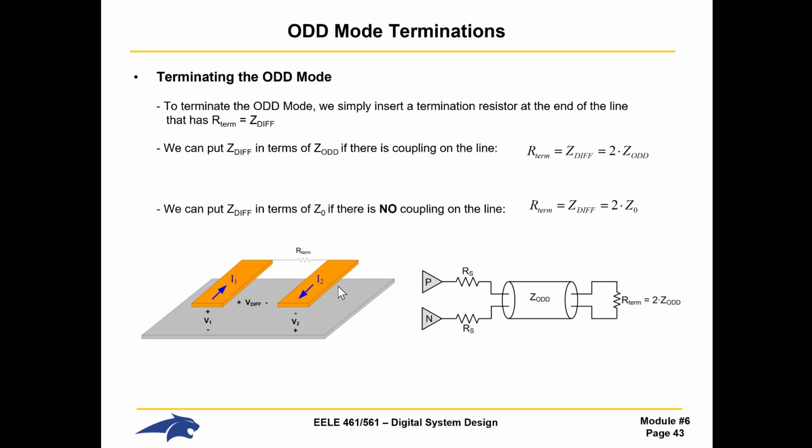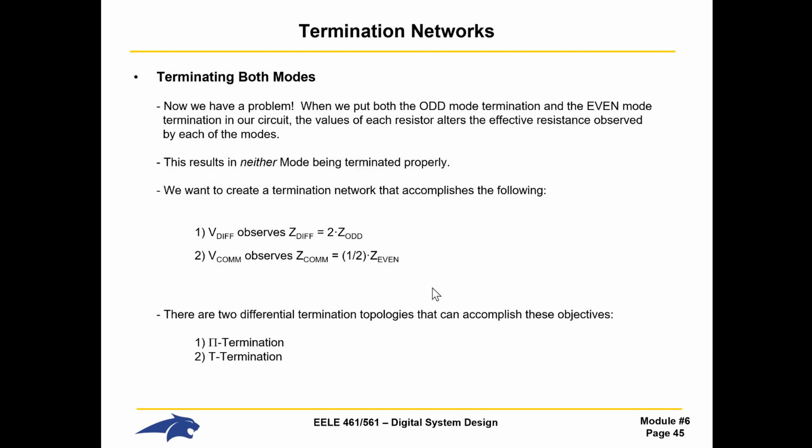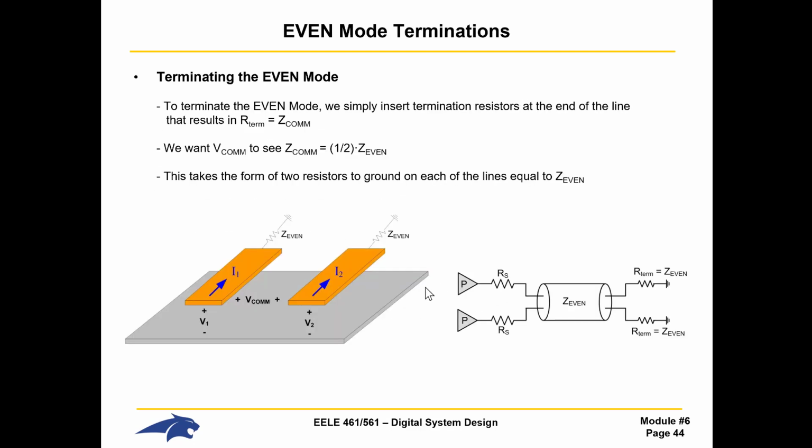And so if you wanted to get nutty, like you wanted to be perfect, you would terminate not only this mode, but also the case where you have a blip on both of them that's common. So what does that look like? Okay, well, let's see. So that's even. So here's the odd mode. What does it look like to terminate the even mode?